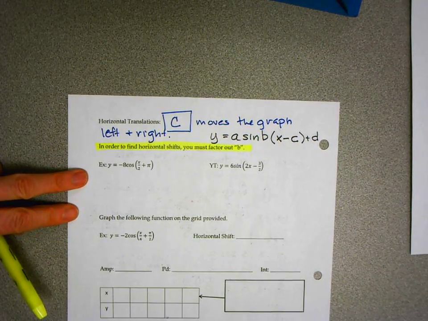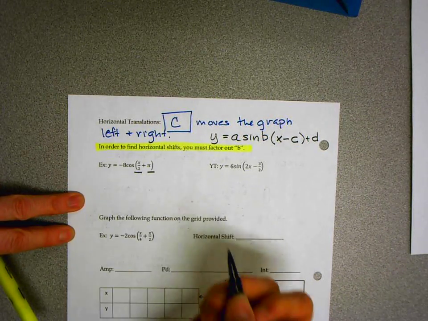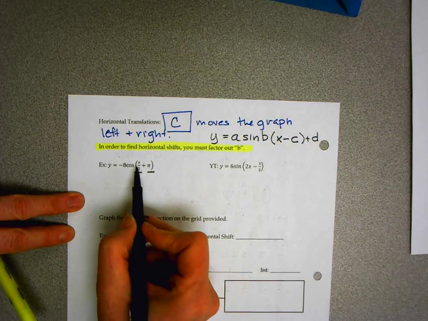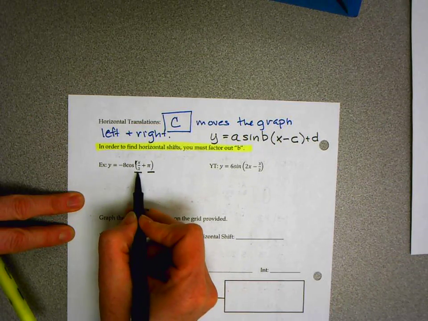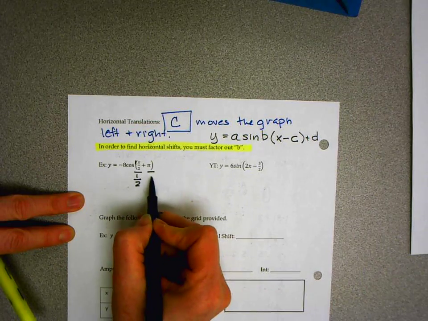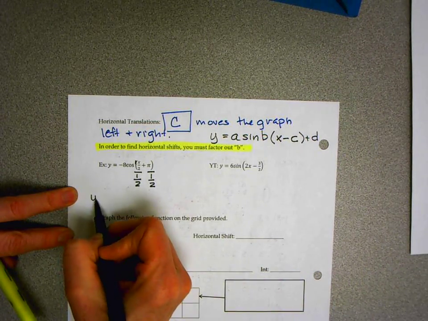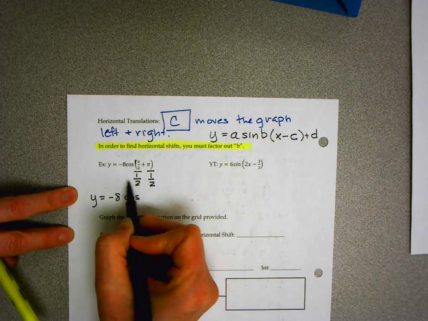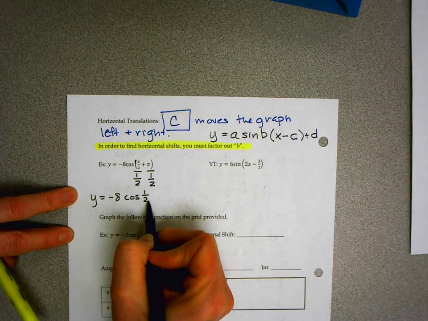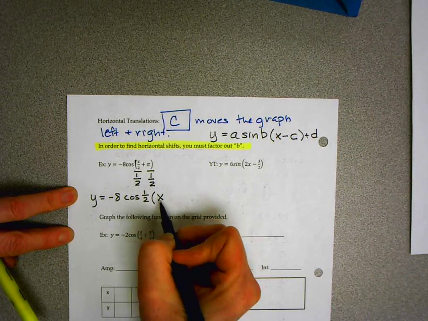Just remember what you're doing. So what am I going to do? I'm factoring out B. Well, what is B? It's the number multiplied to x. What's multiplied to x? Well, 1/2 is multiplied to x. So I divide it from both terms. And then I write my equation. Y equals -8 cosine. I pull out the 1/2. It's outside the parentheses. What's left? 1/2 divided by 1/2 just leaves me with x.